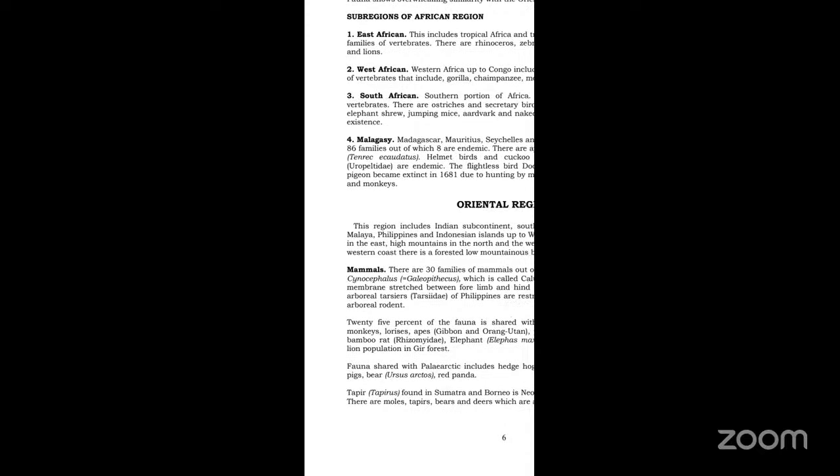Then fauna is also shared with the Palearctic region. Some of the animals that are found in the Palearctic are also found in this particular region, which includes hedgehogs, marsupials, civets, lynx, hyenas, pigs, and then you have got the bear as well as the red panda. Then apart from these, the tapir, called Tapirus, is found in Sumatra and Borneo as a neotropical element. There are no moles, tapirs, bears, or deer in Africa. So this is with reference to the mammals found in the Oriental realm or Oriental region.